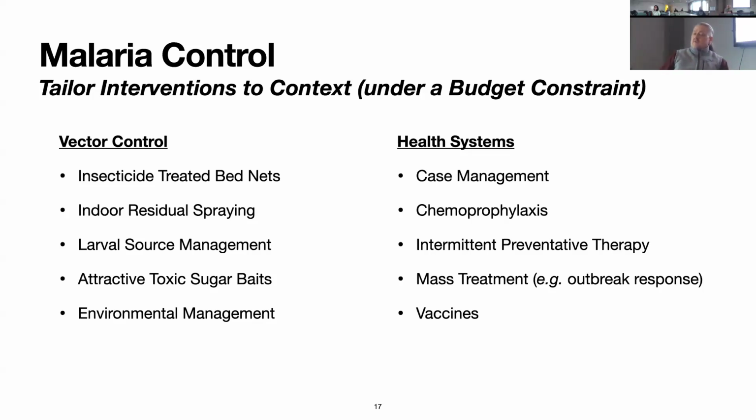And we can also do larval source management. WHO and Global Fund really don't like that, but programs really, really want to try it because they've tried to do these other things and they're still stuck with problems. And attractive toxic sugar baits. And on the other hand, you have interventions that you can do through your health system. So vaccination is now a possibility for the first time, really. And that comes with an enormous cost, and who gets vaccinated and how often do you have to renew it.